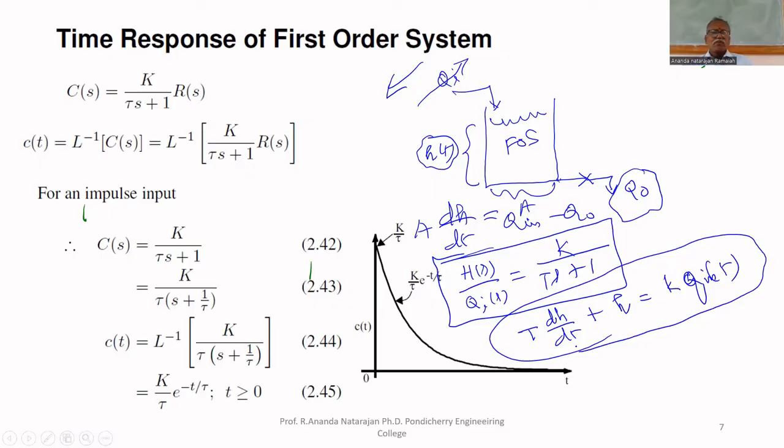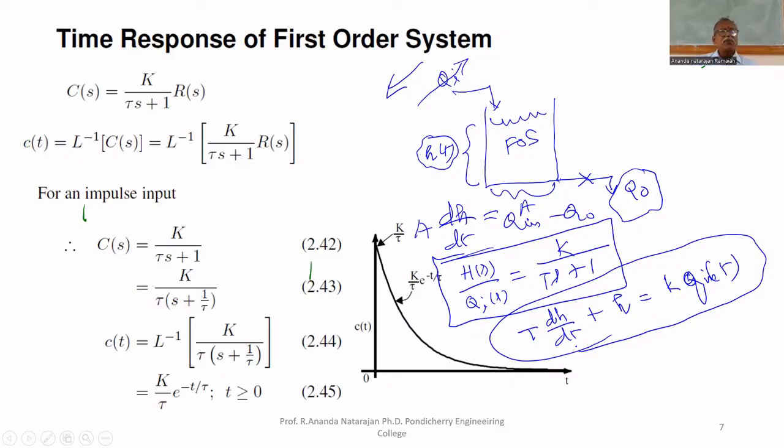Now, we know the mathematical model in two forms. One is in differential equation form. Another one is transfer function form. Another form of differential equation is transfer function, by assuming zero initial conditions. By using the transfer function, if you give any input, we can find the output. We can find the time response. What is time response?